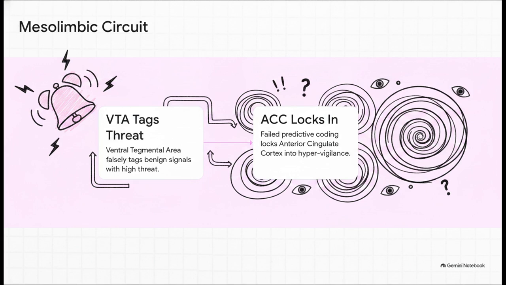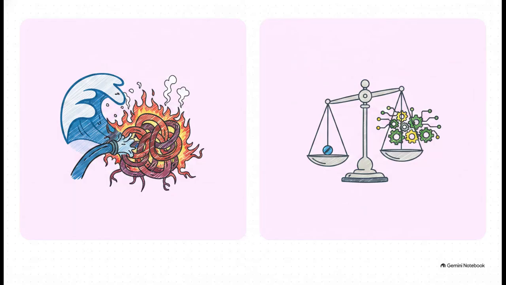It rings the alarm bell for literally no reason. In step 2, because of that failed predictive coding we just discussed, the anterior cingulate cortex can't turn the alarm off. The ACC is now locked into sustained hypervigilance, forcing the patient to obsessively monitor their body. So how do we shut off this false alarm?